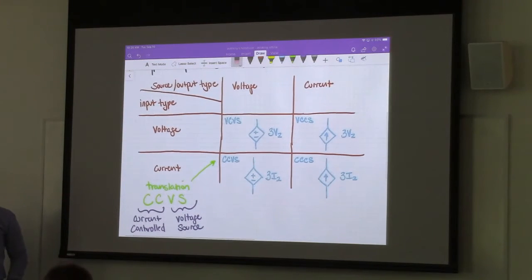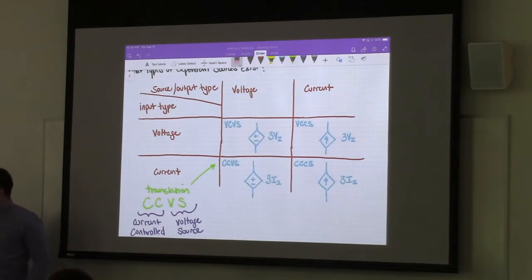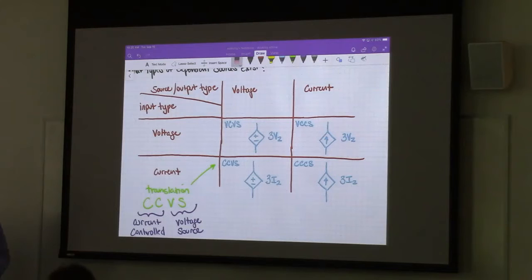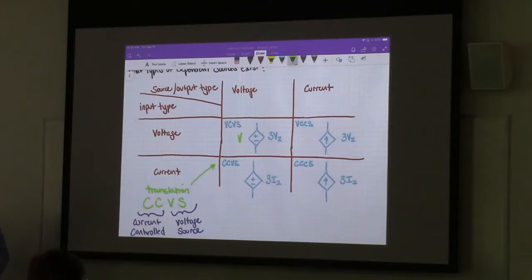Okay, so those are the four different types of sources that we have. VCVS, VCCS, CCVS, CCCS. And again, the output is going to be a voltage, the output is going to be a current, the output is going to be a voltage, and the output is going to be a current.